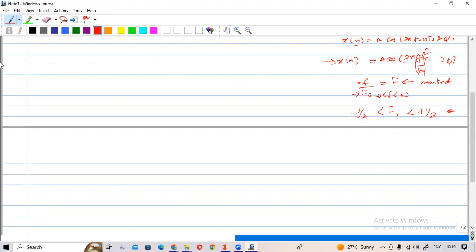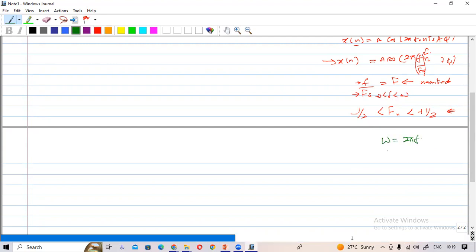And you know another relationship, omega is equal to 2πf. This omega is normally referred to as angular frequency. Actually, that is angular velocity, but sometimes we refer to it as angular frequency. We measure this using radians per second, and this F is the frequency used in hertz. So this normalized frequency F over Fs, if you multiply it by 2π, that is omega. So this is the normalized angular frequency.